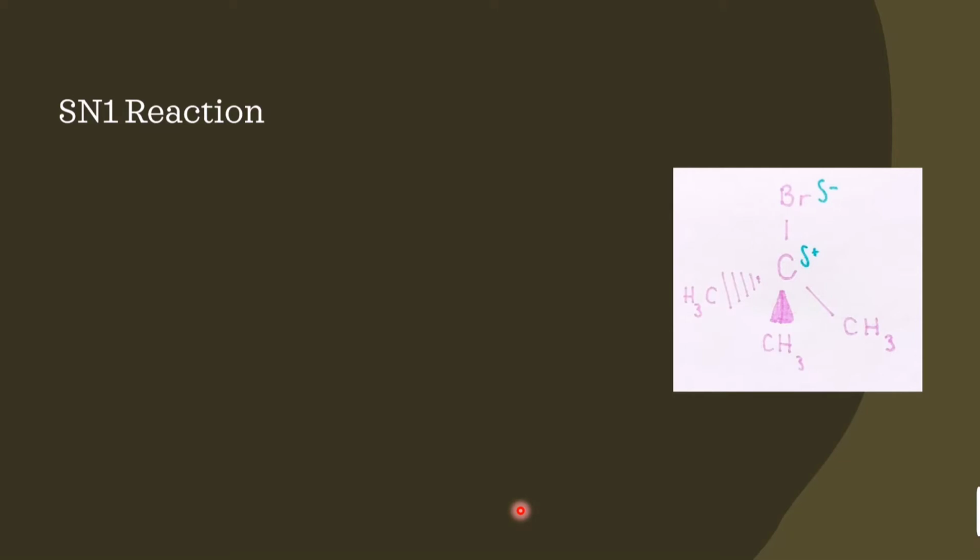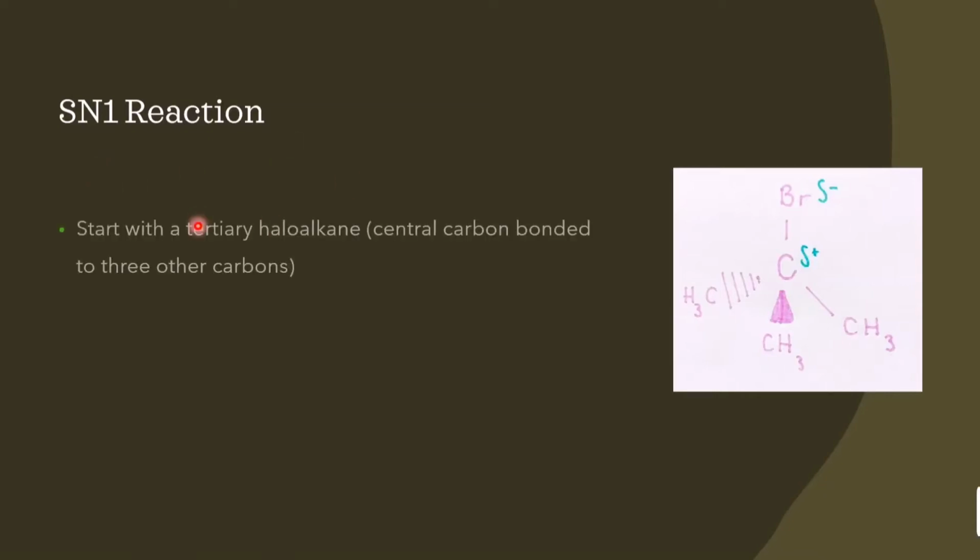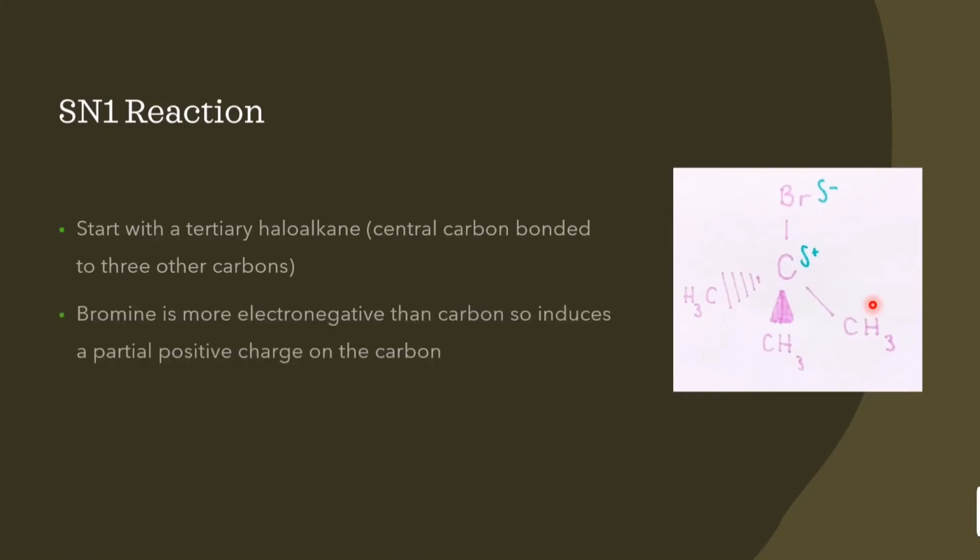So first we're going to look at an SN1 reaction. So this is unimolecular. So we start with a tertiary haloalkane. So our central carbon is bonded to three other carbons. And the bromine is more electronegative than our carbon. So we can see our central carbon here is attached to a bromine. So this is what makes our haloalkane.